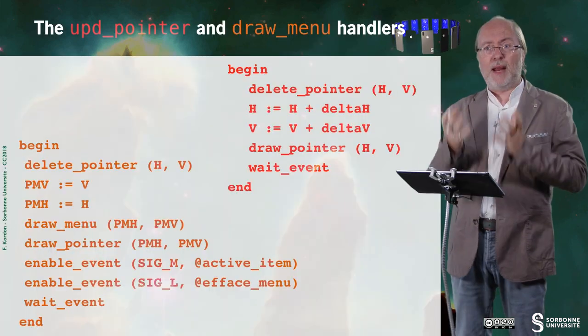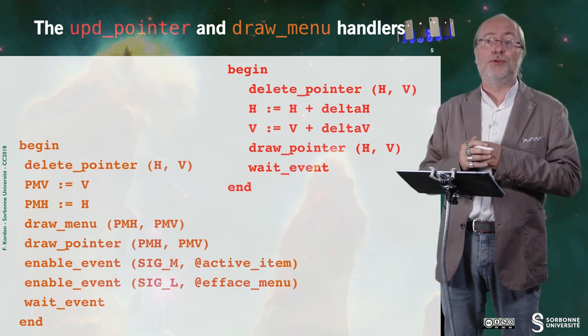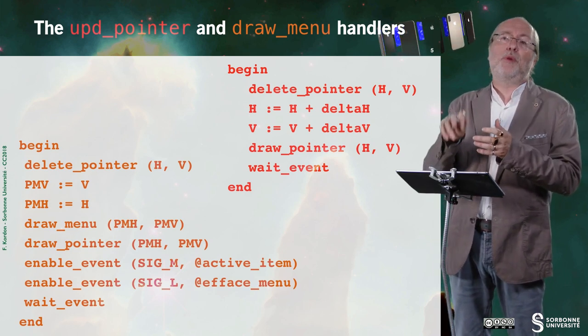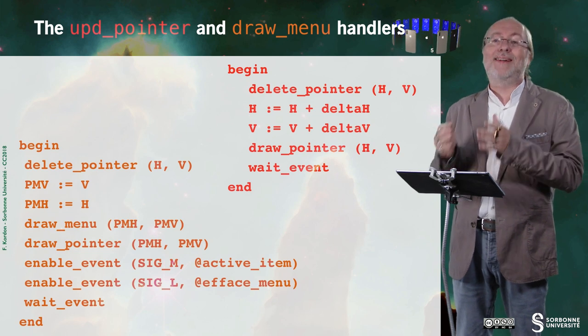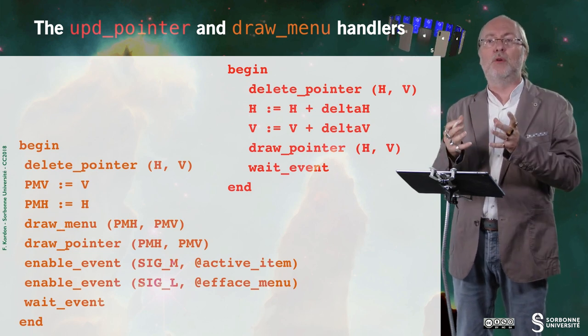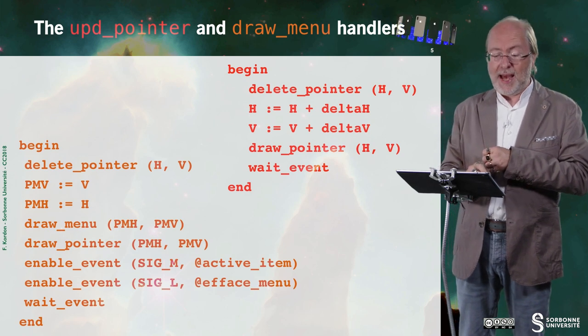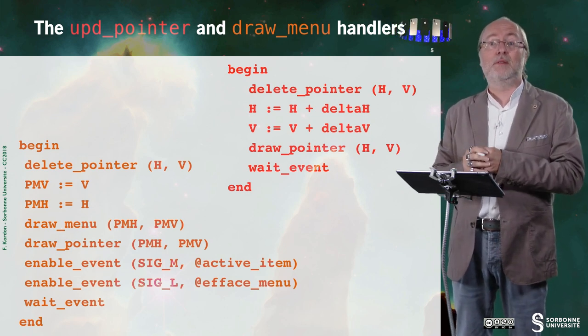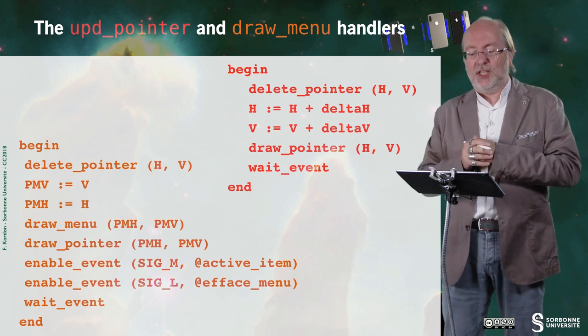And then you do something interesting, because the fact that the menu is displayed must change the behavior of the interface. So you now have another button that can be used, which is the middle button. If you press this button, SIGM is issued. SIGM means you pressed the middle button, which means you activate an item in the menu. So you have a primitive called ActiveItem that will deduce from the position of the menu which item is being selected and will operate the corresponding function. So here I enable SIGM with ActiveItem. And SIGL will change its function.